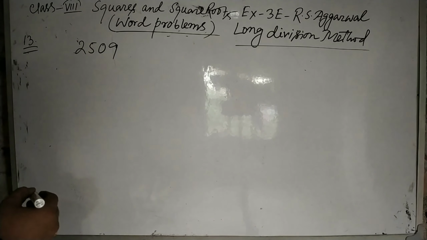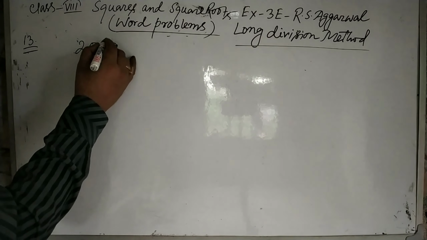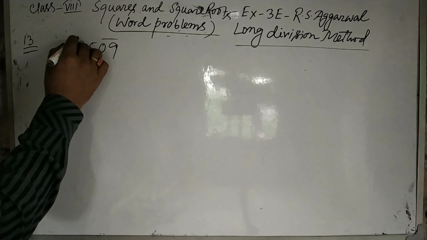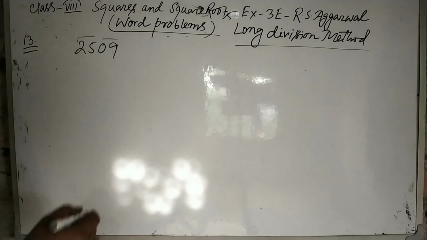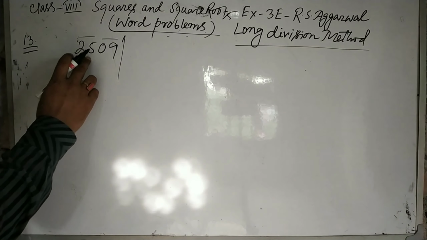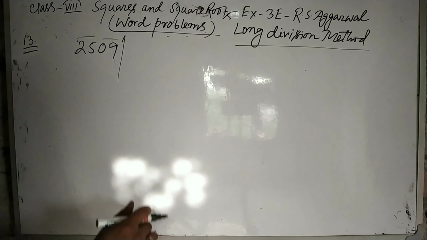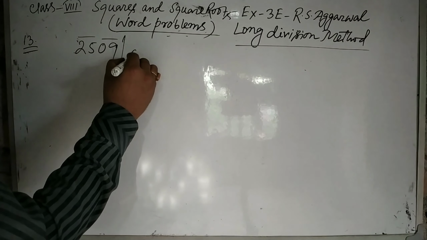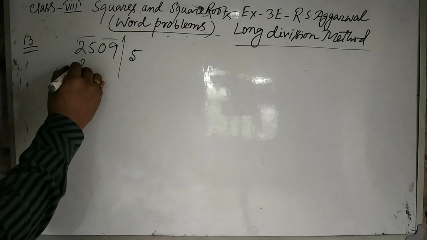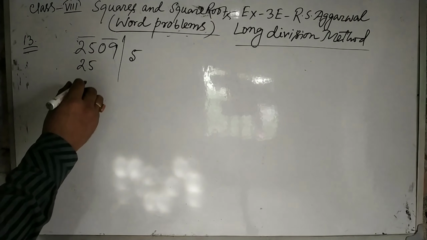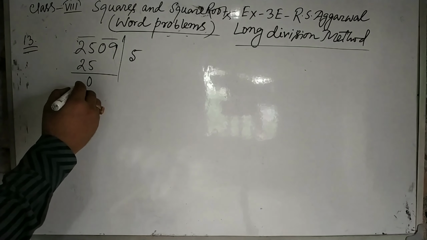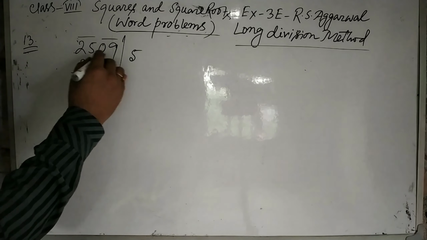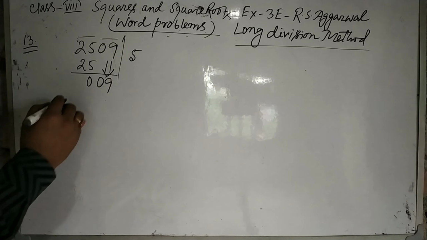What was the method? The method was that you have to make group of two numbers starting from the end. So 09 is a group, 25 is another group. Okay? Now 25, this is the perfect square and its square root is 5. So 5 square, 25. Write it here. Okay. Subtract, it will be 0. Then these 09, they will come down together.